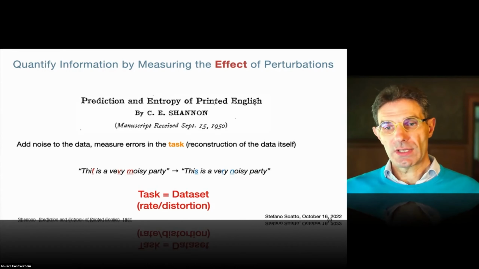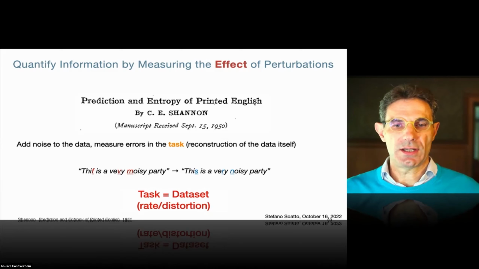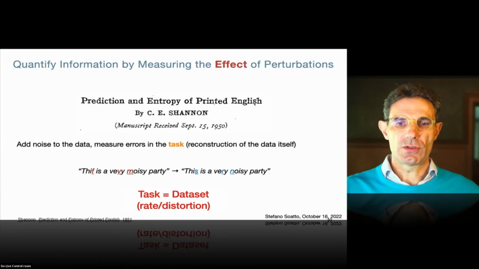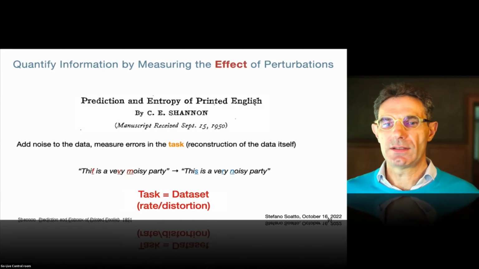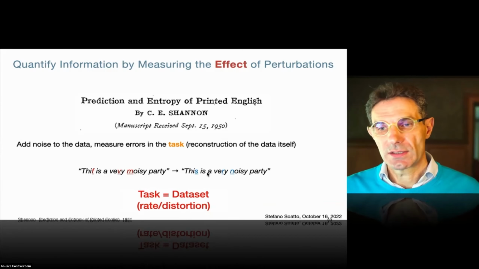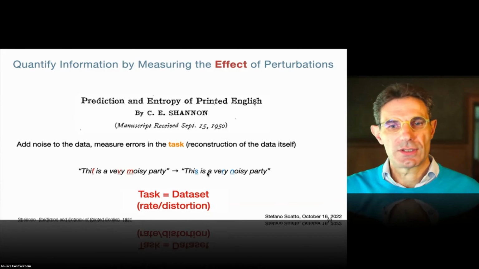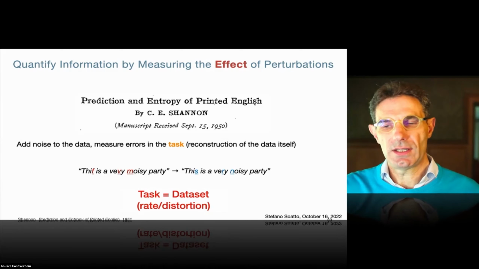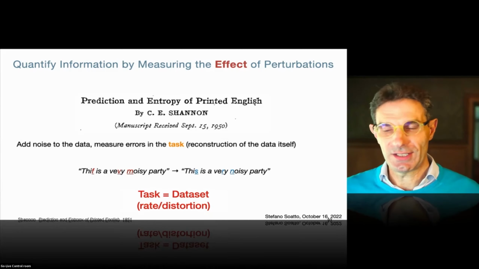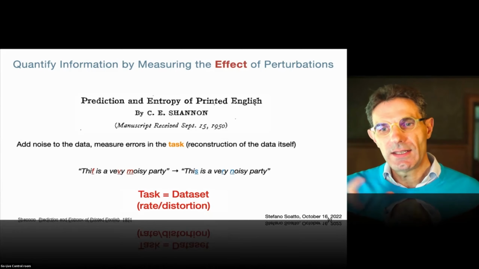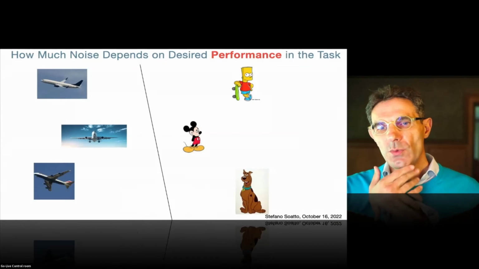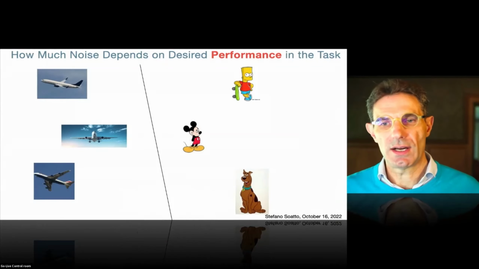Now, for communication, that's easy because the task is the same as the data set. Here comes a message and you want to transmit it and replicate it at the destination. For us, this is different because we're not interested in the data. We'll never see the training data again. We're interested in data we haven't yet seen. And so another ingredient comes into play here, which is the performance you desire in the task.